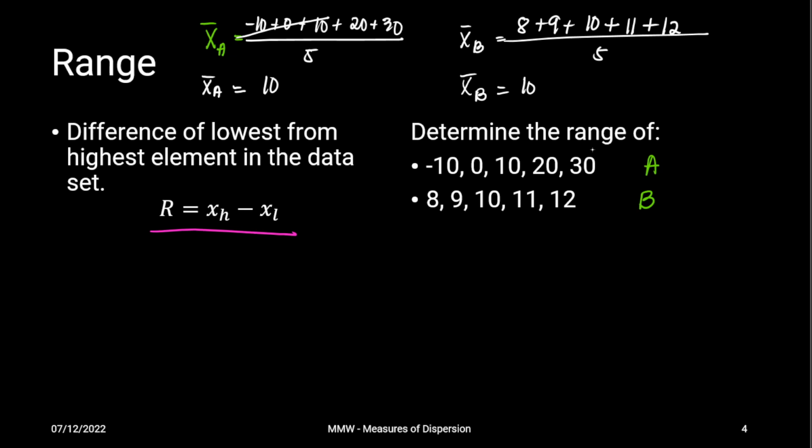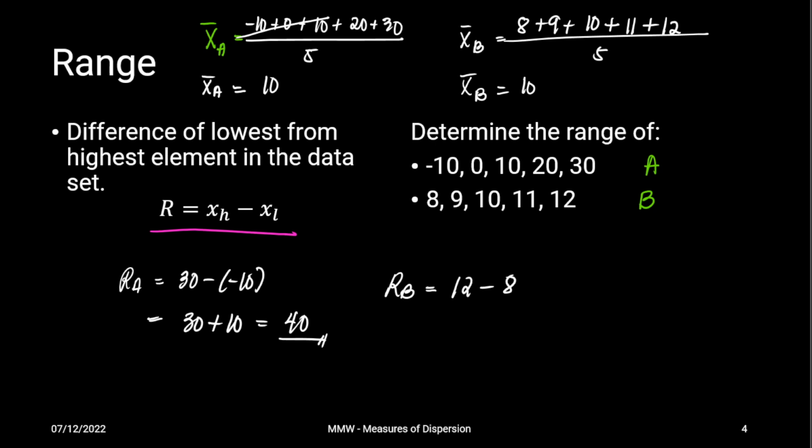Let's get the range of set A. We have RA, which is equivalent to 30 minus negative 10, since 30 is the highest and negative 10 is the lowest. So we have 30 plus 10, which is equivalent to 40. So 40 is the range of data set A. Now let's look for the range of data set B. That is 12 minus 8, since 12 is the highest and 8 is the lowest, which is equivalent to 4.